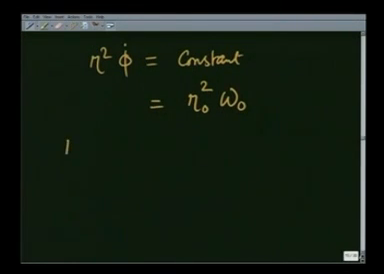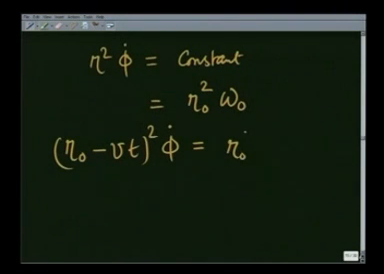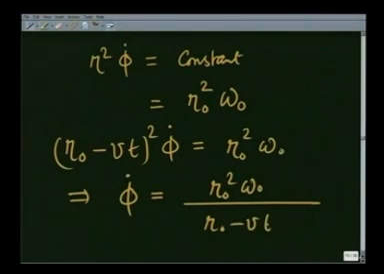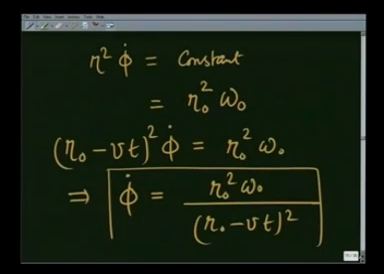As I already told you, r changes according to r 0 minus v t. R square phi dot, therefore, is going to be equal to r 0 square omega 0, and therefore the angular speed, if I am pulling the wire end with a constant speed, is going to change as r 0 square omega 0 over r 0 minus v t whole square. So, we have obtained how the angular speed of the wire changes.